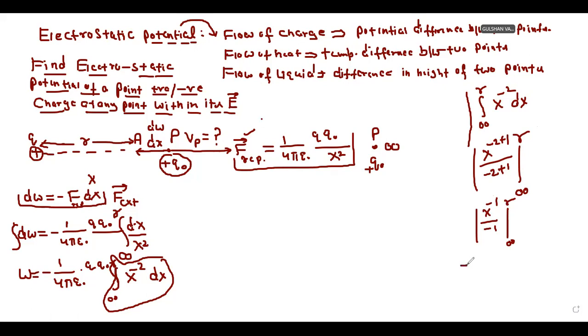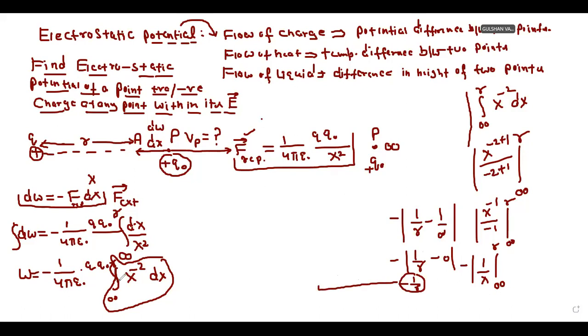I can take this minus sign outside. So this becomes 1 upon x, and limits are infinity to R. Now I can write the minus sign outside, and I can write 1 upon R minus 1 upon infinity. This is 1 upon R, and 1 upon infinity becomes 0. So we are left with only minus 1 upon R. Now place the value of minus 1 upon R in this equation over here.